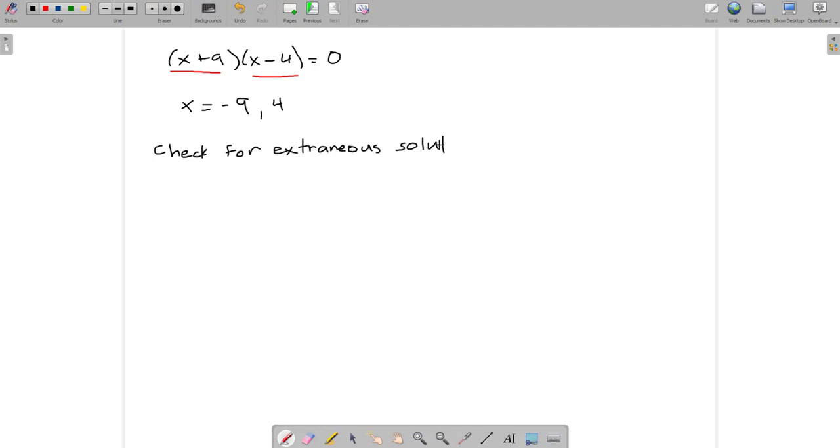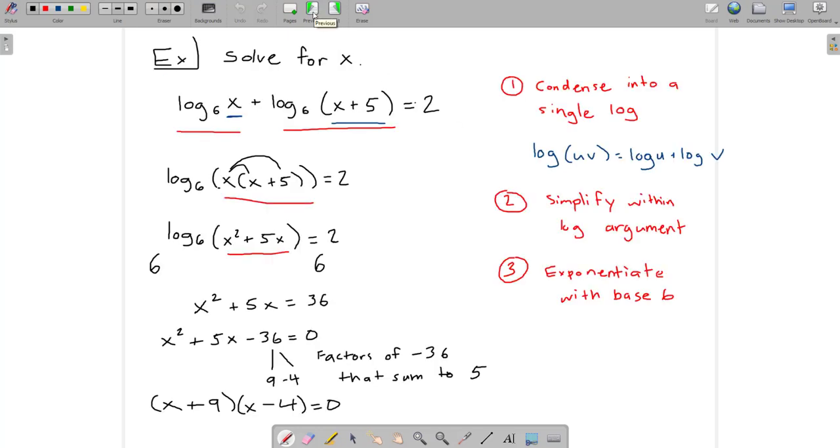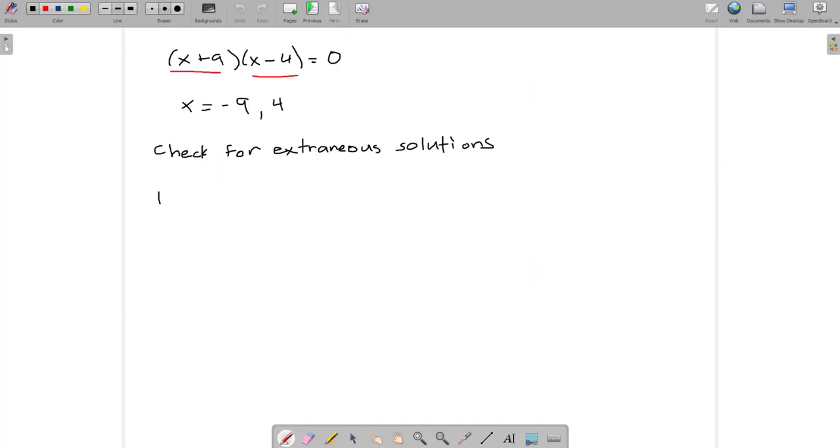So let's go back to our original expression here. We have log base 6 of x and log base 6 of x plus 5. So let me go ahead and copy that real quick. Log base 6 of x, log base 6 of x plus 5 equals 2 is what it was, right? Yes. Okay, so I want to look at these arguments, and I need these to be positive. I need these to be greater than 0.